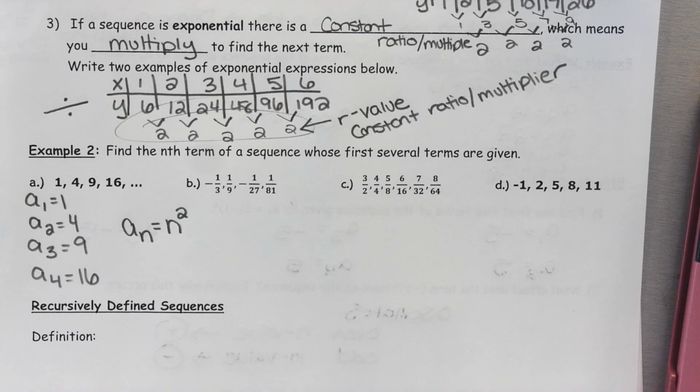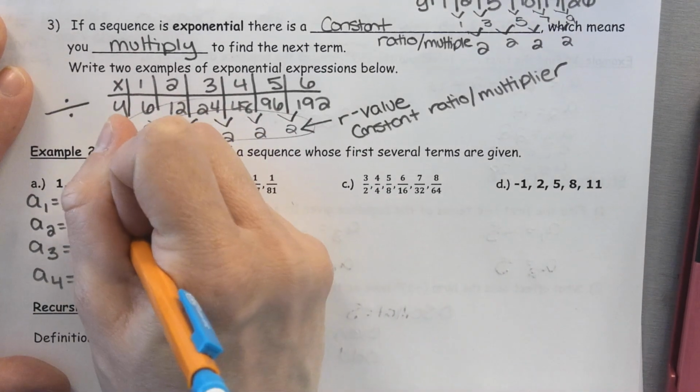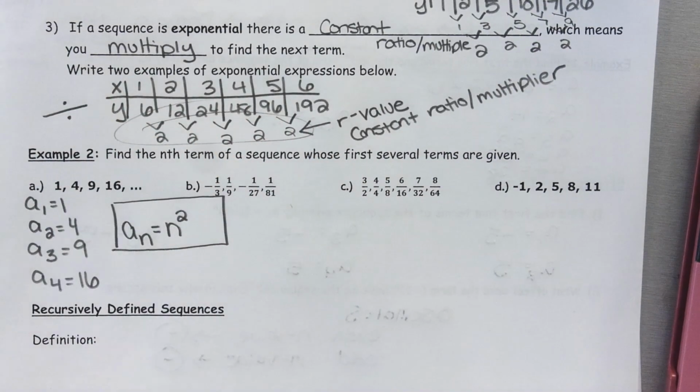Let's check. 1 squared. Plug in the 2. 2 squared. Plug in the 3. Yes. Plug in the 4. Do we see it now? Okay. So this would be our formula. So this would be my answer. So we're working backwards now. They're giving us the sequence, and they're saying, find me a formula, please.